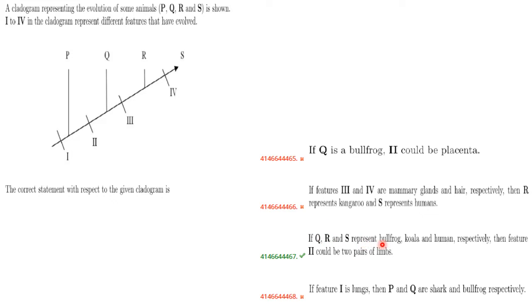If Q, R and S represent bullfrog, koala and human respectively, the feature 2 could be pair of limbs. Yes, pair of limbs evolved in bullfrog. Then it can be seen in koala as well as in human. So that option is correct. If feature 1 is lungs, then P and Q are shark and bullfrog respectively. P cannot be shark because shark do not have lungs. So the correct answer is option 3.